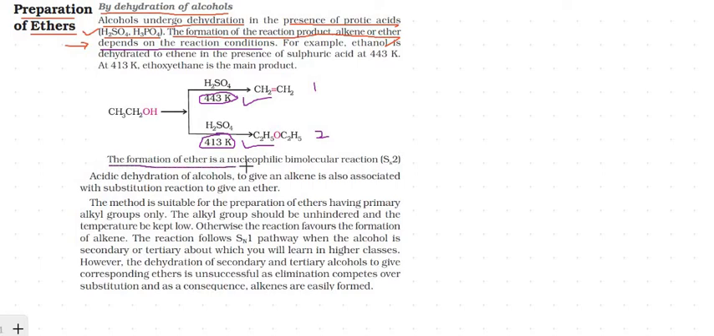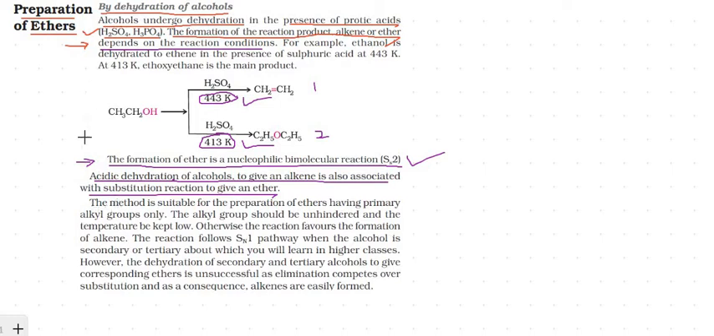Please note, the ether formation is an SN2 reaction. This was an MCQ we have seen in the MCQ test paper, chapter 10. They have asked this MCQ once. So, acidic dehydration. Why have they called it acidic dehydration? Because the dehydration takes place in the presence of acids, protic acids. So it is called the acidic dehydration. And the acidic dehydration of the alcohol to give an alkene is also associated with the substitution reaction to give an ether.